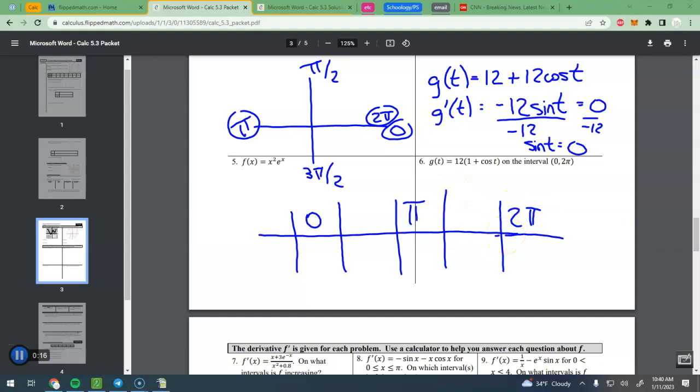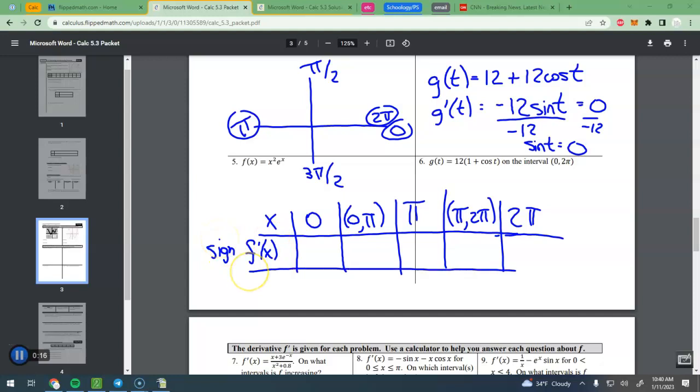So my intervals, my x values, are from 0 to pi, pi to 2 pi. And I'm going to put f... I forgot how we did this. The sign of f prime goes here. Is that how we set it up? And then what is f of x doing? And then we put it at the bottom. So the sign of f prime of x is 0 in those spots, so I can just start there. And then I'm plugging into the derivative.